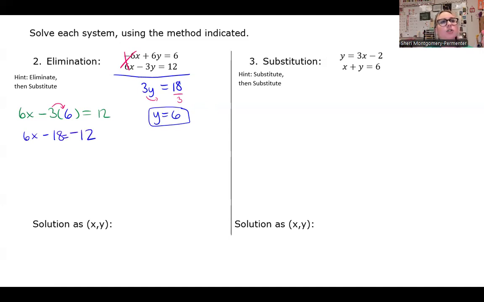equals negative 12. Two-step equation. What do I do first? Yep, add 18. What's 18 minus 12? 6, very good. And then my very last step is to divide by 6. And what does x equal? What's anything divided by itself? Good. Thank you.